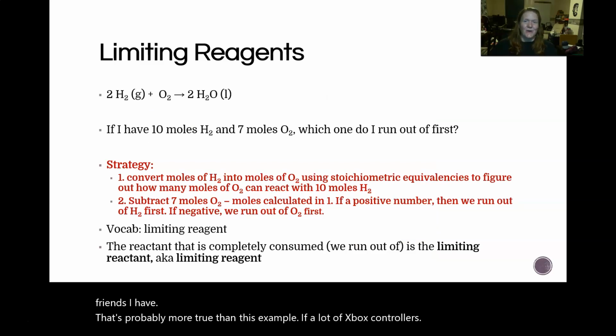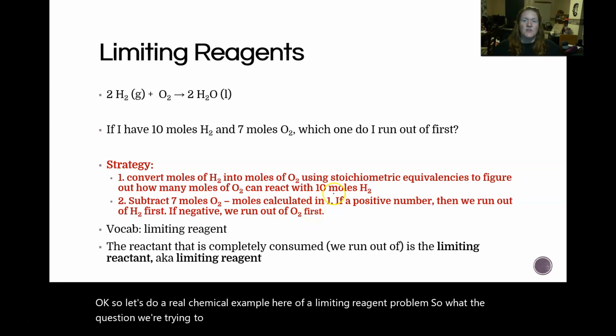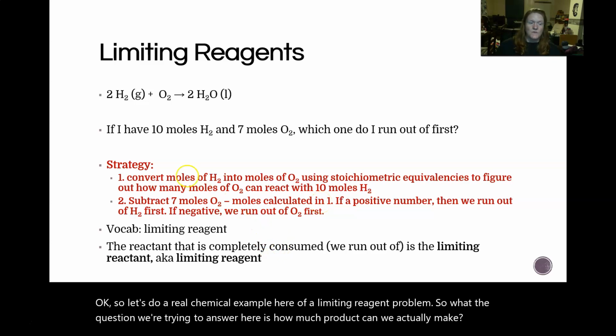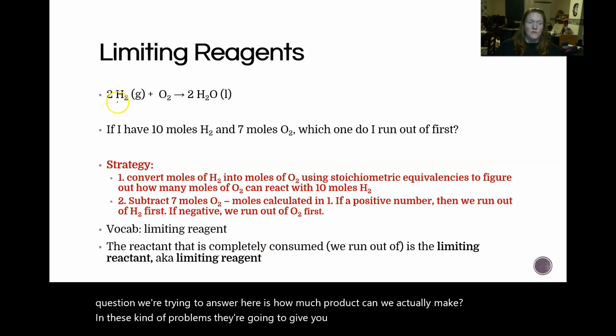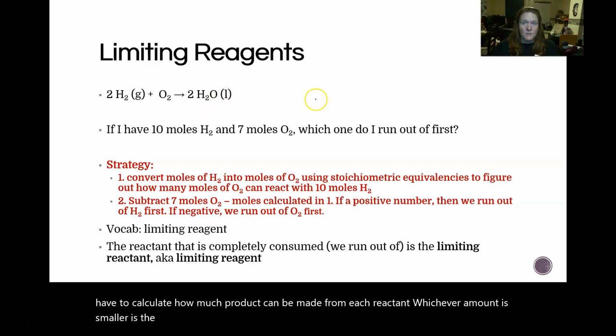Okay, so let's do a real chemical example here of a limiting reagent problem. The question we're trying to answer here is, how much product can we actually make? In these kinds of problems, they're going to give you an amount of all your reactants, and you have to calculate how much product can be made from each reactant. Whichever amount is smaller is the answer. You can't make more than your limiting amount, right? You can't have more than 4 people play Xbox because you have 4 controllers.